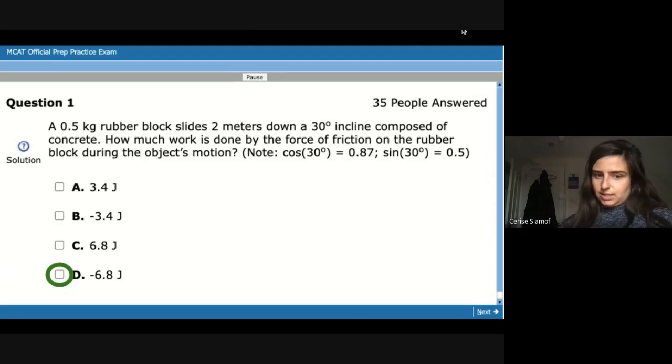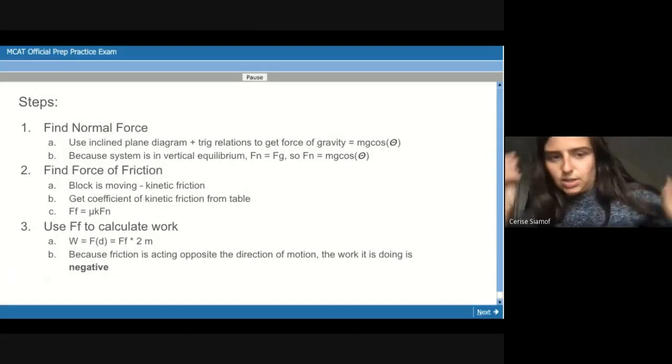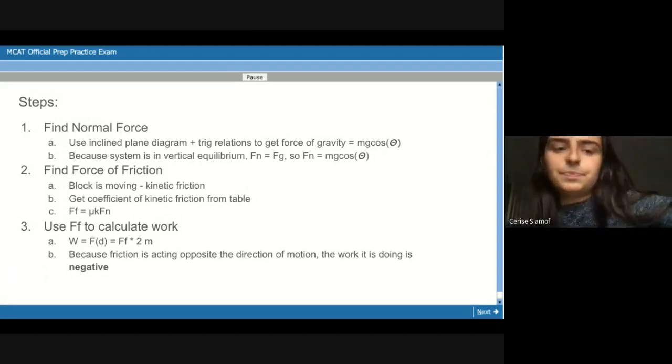So the answer is D, which is minus 6.8 joules. So I see a C, so someone got the magnitude. So we have the magnitude right for both of them. And then if you click to the next slide, I've put together the steps of the problem.